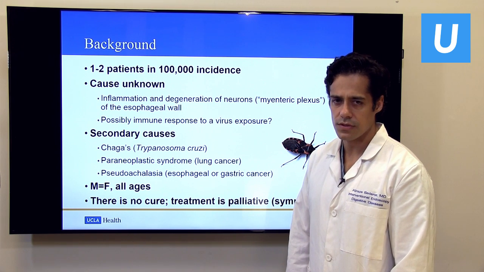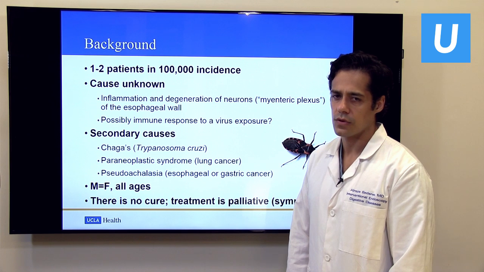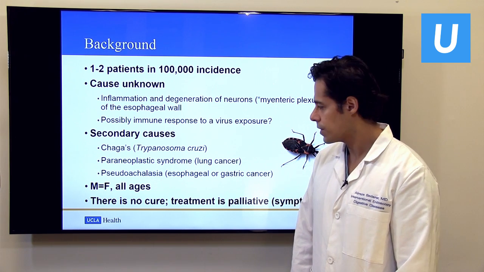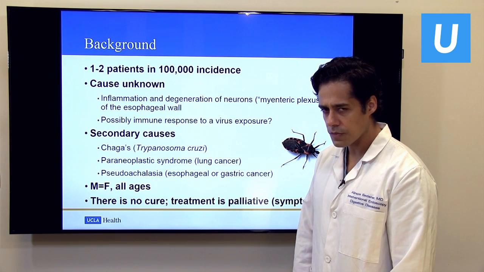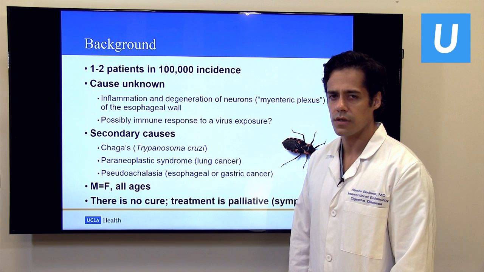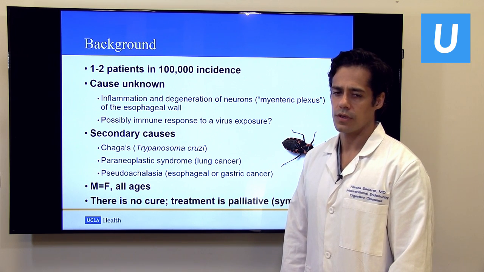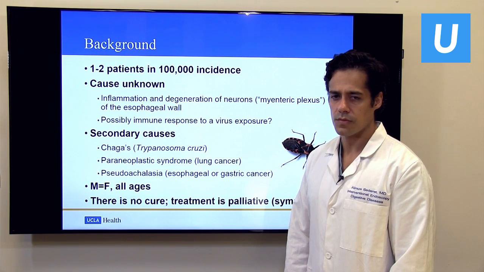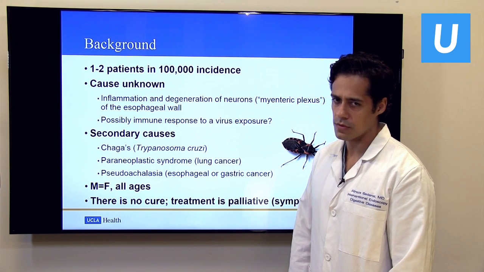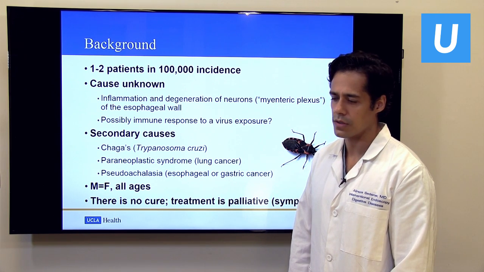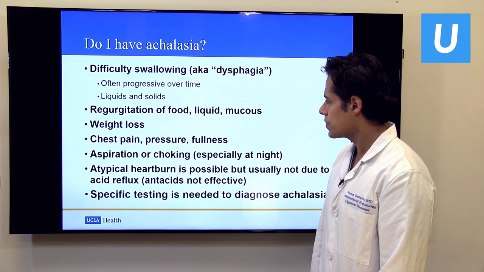Males and females are affected equally. It affects all ages, as young as toddlers, and the oldest patient that I've seen was 94. There's no cure, meaning that we can't make the motility or the muscle go back to normal, but we can do a lot to fix the symptoms and get you back to very close to normal quality of life. So how do you know if you have achalasia?